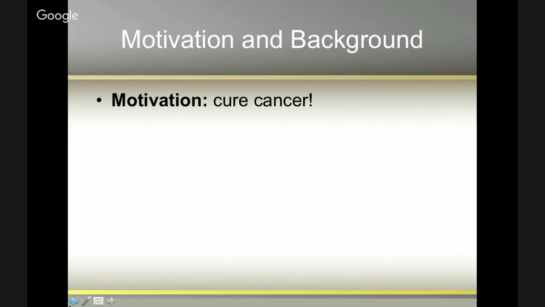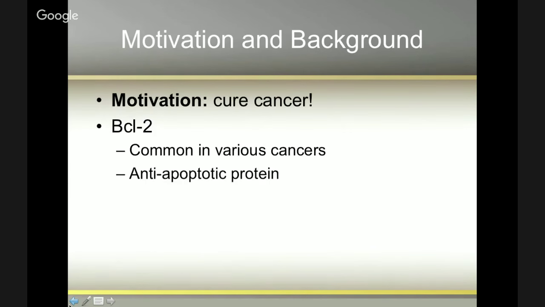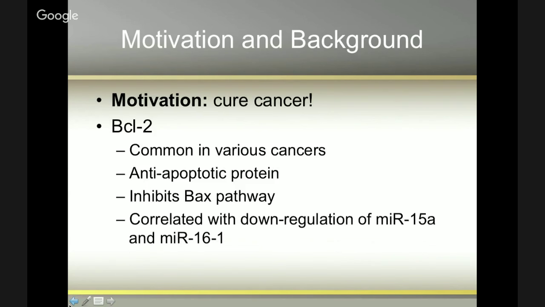Cancer is the number 2 leading cause of death in the US, with lung cancer, prostate cancer, breast cancer, and chronic lymphocytic leukemia having some of the highest rates of death. Each of these types of cancer has BCL2 in common, an anti-apoptotic protein. BCL2 inhibits the Bax pathway in cells and is correlated with the downregulation or deletion of microRNAs 15A and 16-1. These last two properties of BCL2 I will go into in more detail in the next few slides.